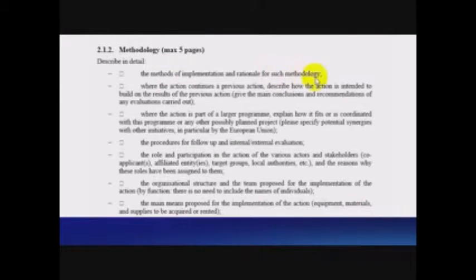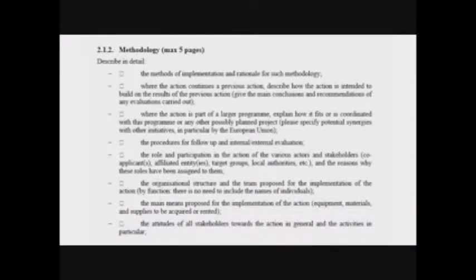Namely, here you should include: 1. The methods of implementation and rationale for it. 2. Synergies with previous ongoing projects. 3. Follow-up and external evaluation. 4. Role of the various actors and stakeholders. 5. The organizational structure and the team proposed. 6. Means proposed, equipment, material supplies, etc. 7. Attitudes of all stakeholders towards the action and activities. 8. The activities that ensure visibility.